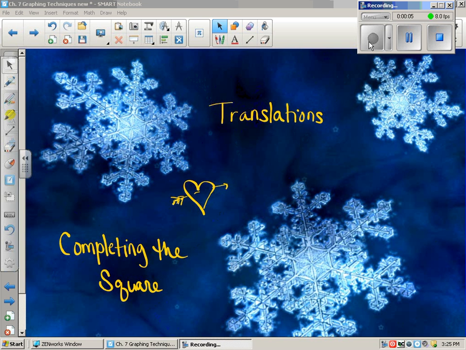Okay, so today we're going to look at what you have learned with translations and completing the square, how they actually join together, how they mesh and help us learn how to graph. Hopefully at this point you understand how to do translations and you've watched that video and you understand that it's simply a shift to the right or left or up and down.